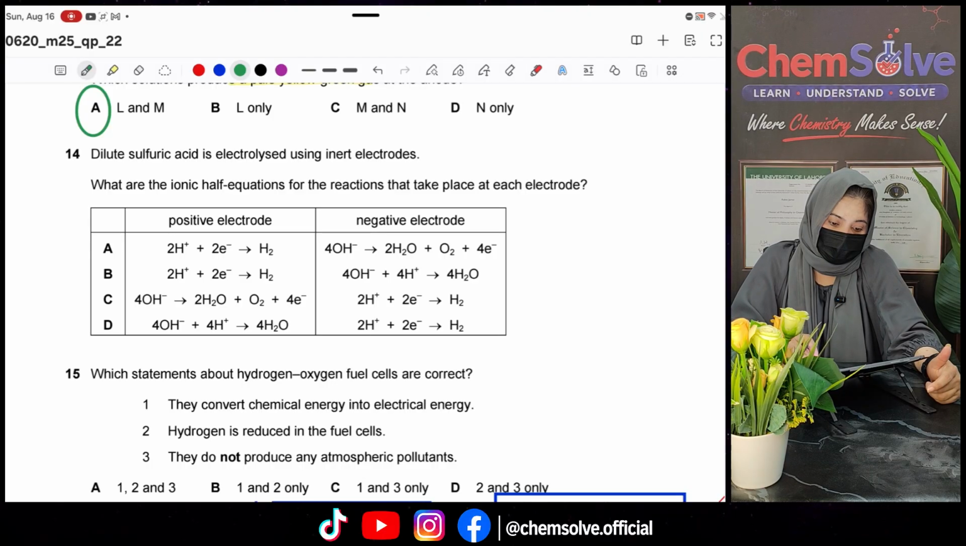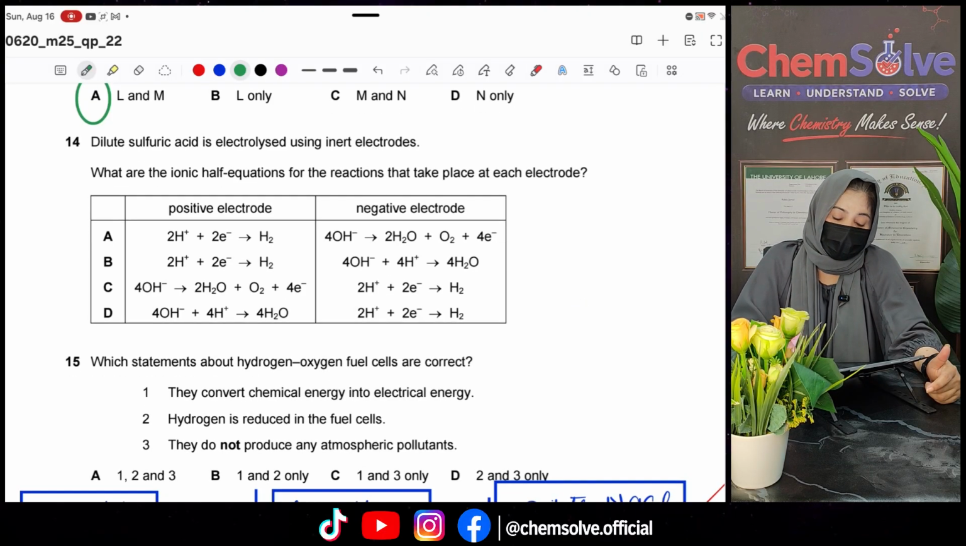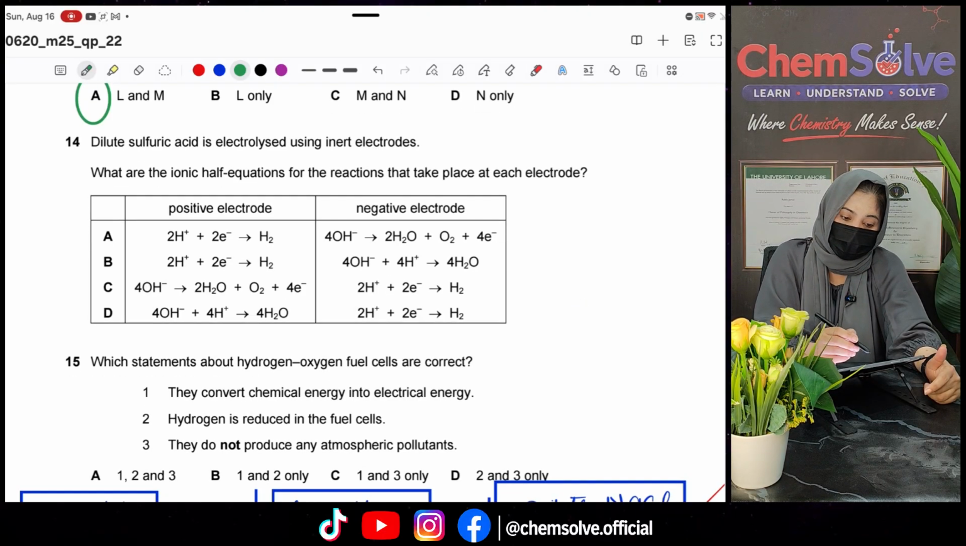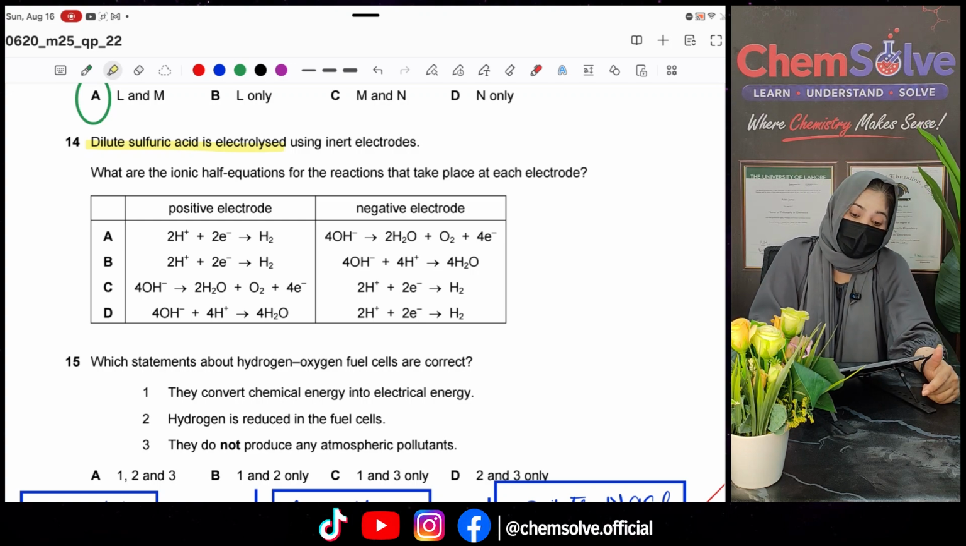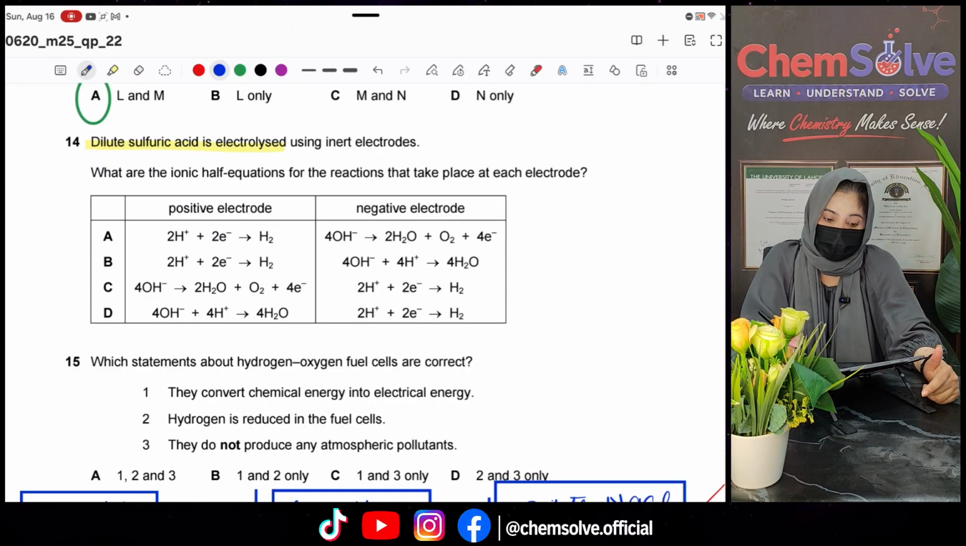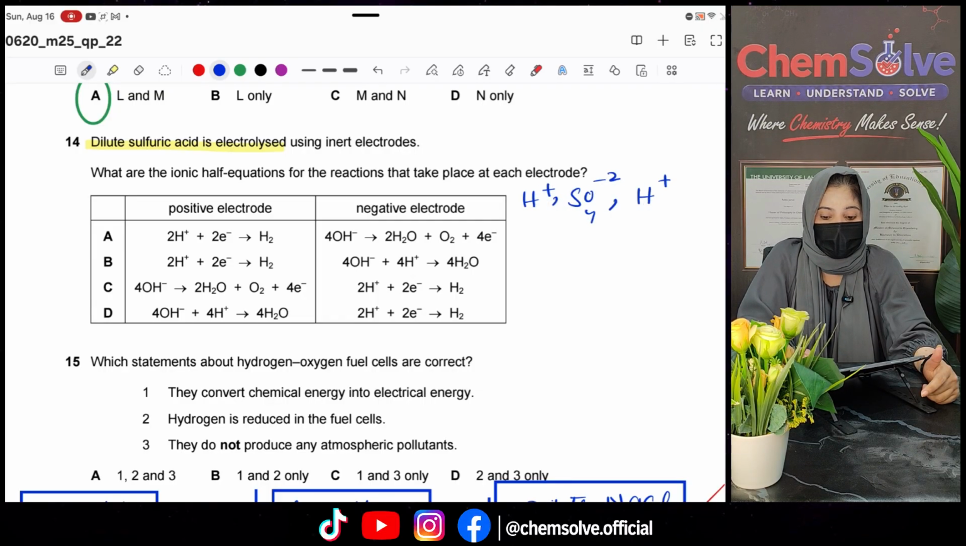Okay, question number 14. Dilute sulfuric acid, again an electrolysis question. Dilute sulfuric acid is electrolyzed using inert electrodes. What are the half ionic equations for the reactions that take place at each electrode? So without looking at the options, let's do the electrolysis by ourselves. This is dilute sulfuric acid, so it would have H+ ion from sulfuric acid, SO4^2− ion from the sulfuric acid, H+ ion from water, and OH− ion from water.